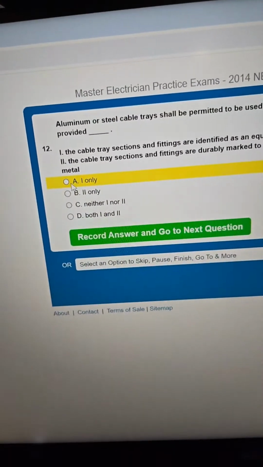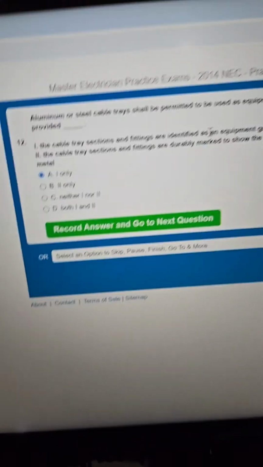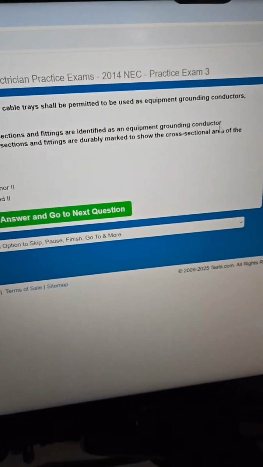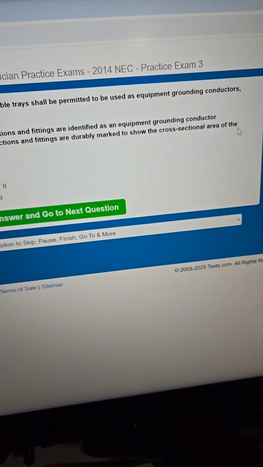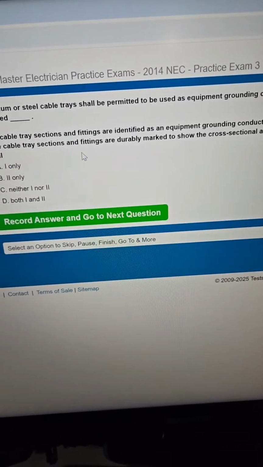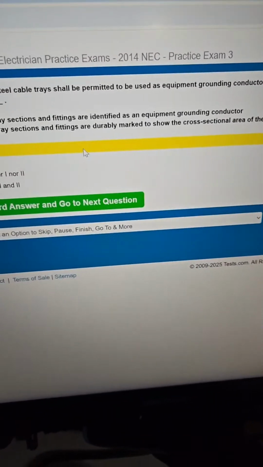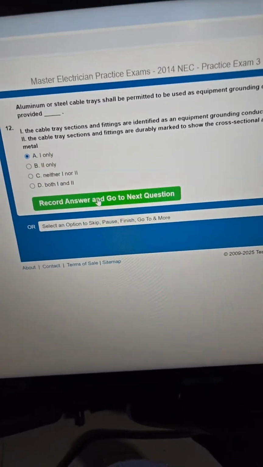It's going to be 1. So it's 1. It's 1 only. It can only be 1 because they haven't been identified as an equipment grounding conductor. So it doesn't matter what the cross-sectional area is. I understand that it's metal, but if the fittings aren't listed to attach to each other, everything else is irrelevant. That's the way you got to think as an inspector anyway.